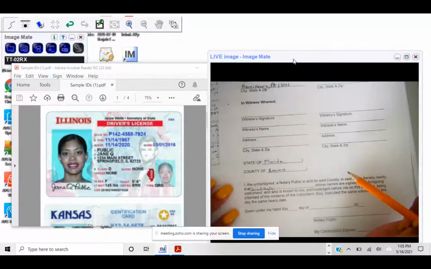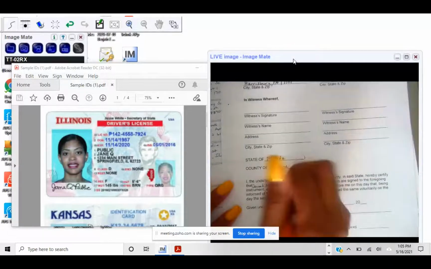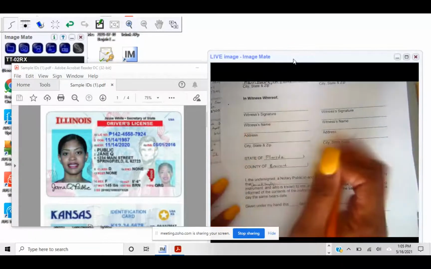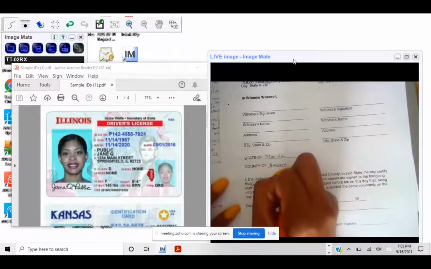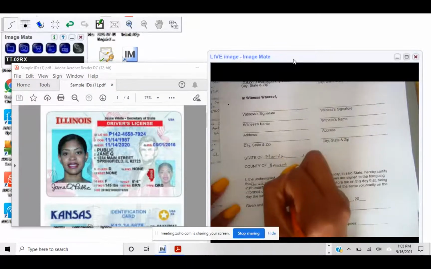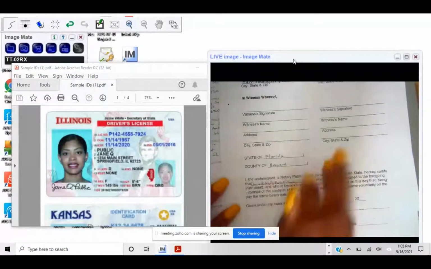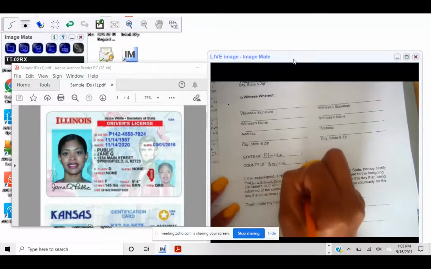So would I put his name if he didn't sign? No. Okay. So then we're going to proceed with the witnesses' names. I'm going to put Karen. I'm going to have to abbreviate because I don't have enough room. Karen E. Sample and Jane Q. Public.